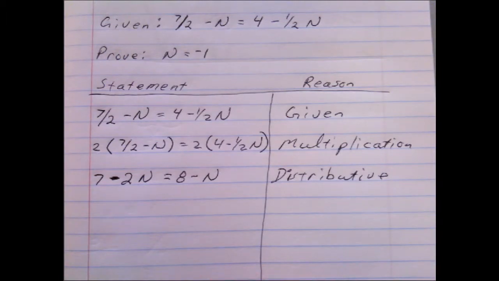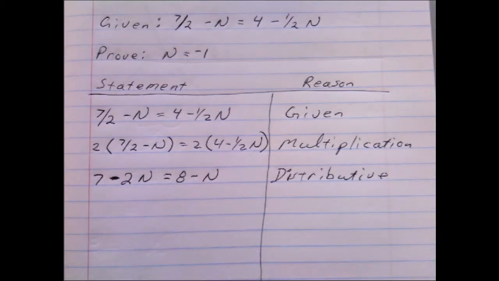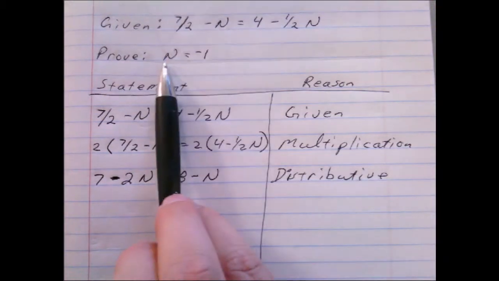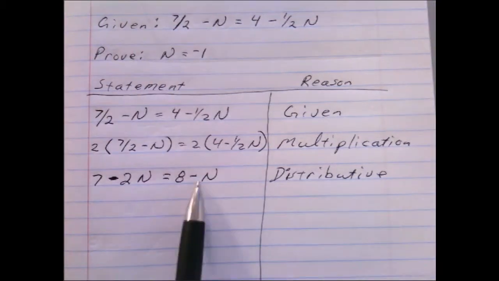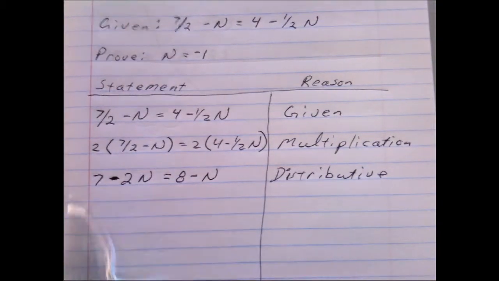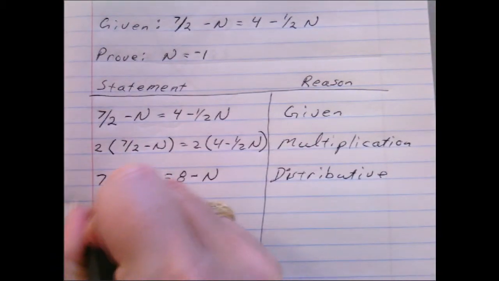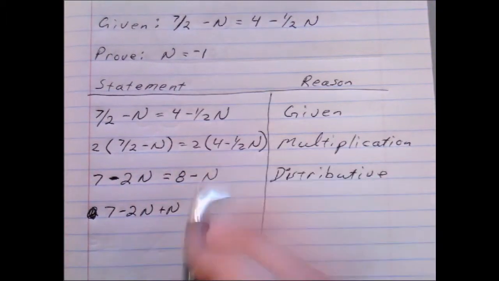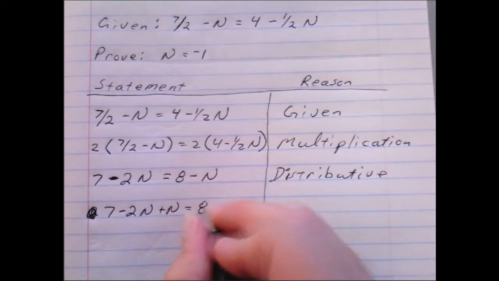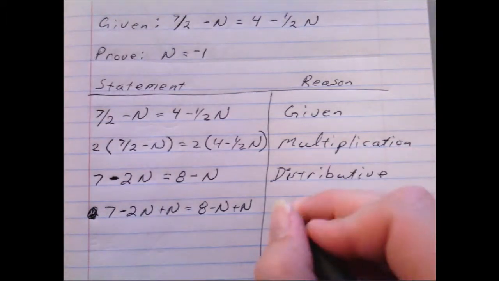Then the next thing we're going to do when we're solving is we need to get our numbers on the same side and our coefficients with the variables all on the same side. So if we look up here, we can see that the n is on the left. So I'm actually going to move my n to the left. So I'm going to be adding n. So this is 7 minus 2n plus n equals 8 minus n plus n. So I'm adding n to both sides, so that's addition.